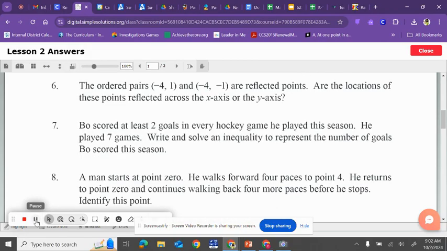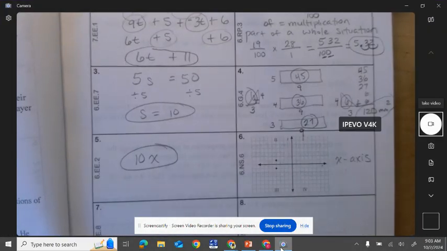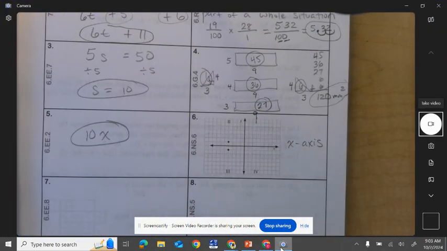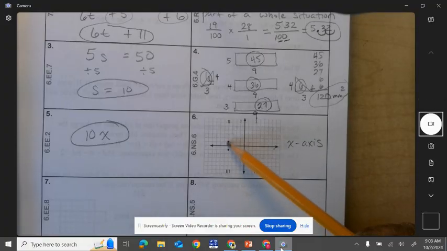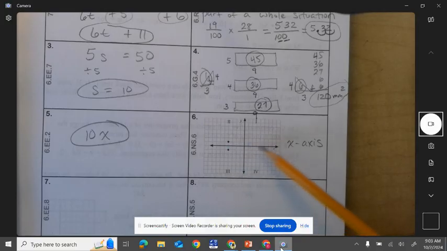All right, on number 6, they plotted it for you. It is the x-axis. The x-axis is what it's reflected on. It's reflected across this line. One is on this side of the line, one is on this side of the line, and that's the x-axis.